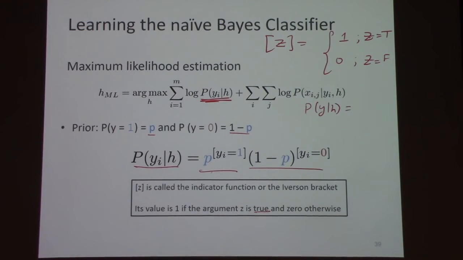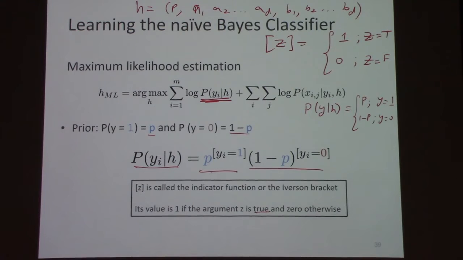By the way, just remember that h is the combination of p, a1, a2, all the way to a, b1, all the way to b. It's this entire vector. So the probability of y given h is p if y equals true, or if y equals 1, and 1 minus p if y equals 0. That's just the definition. That's the model that we've assumed, because this is basically the definition of a coin toss.